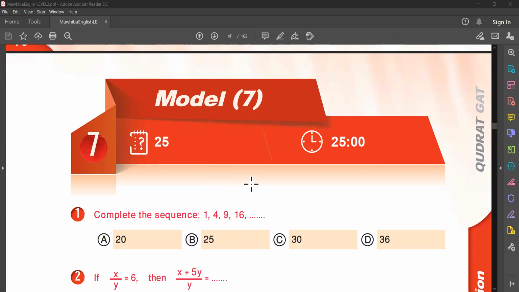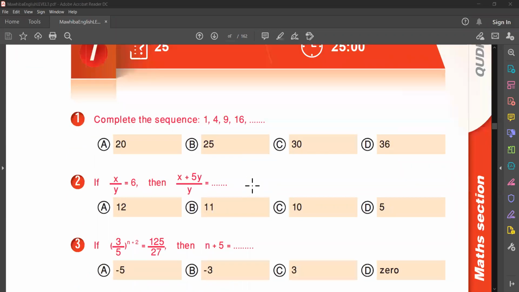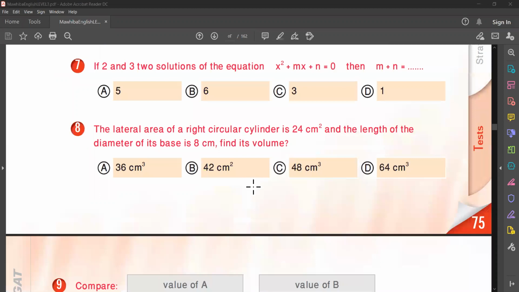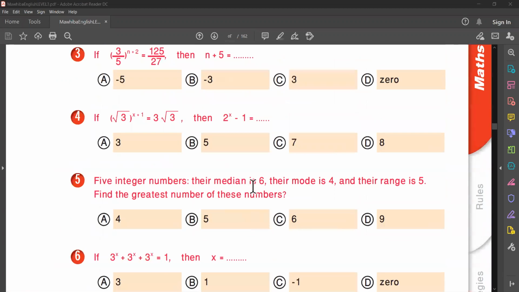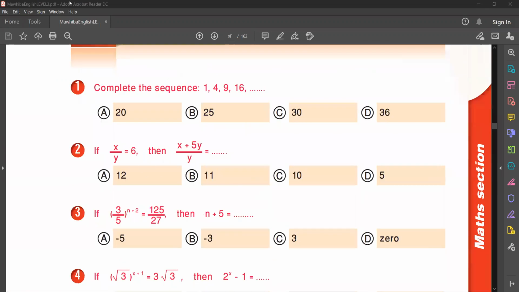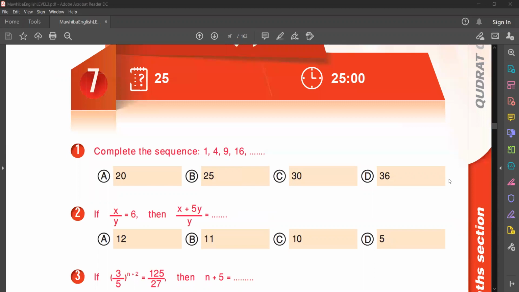Now I want to open in Model 7, page 75, please. We want to solve these problems. Now, number one, complete the sequence: 1, 4, 9, 16. What is the answer here?